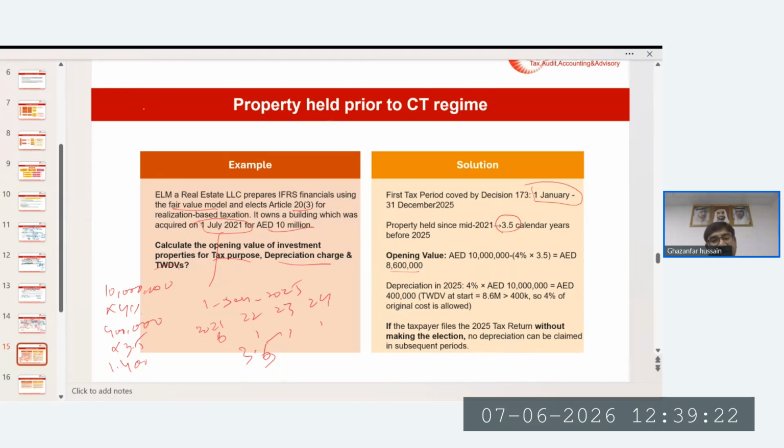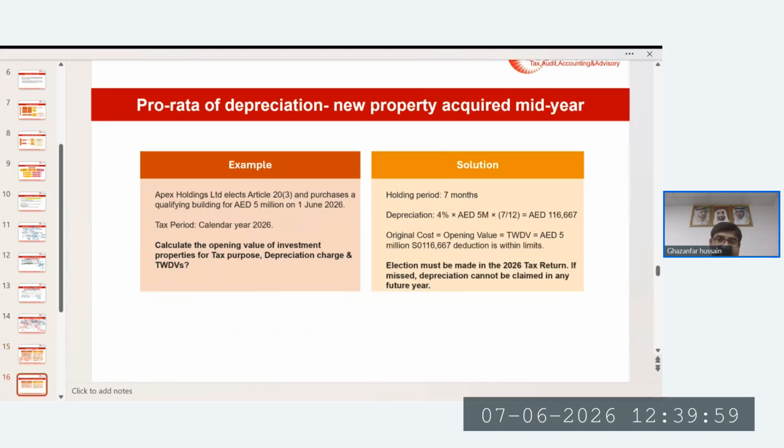We calculated the opening value. Now the depreciation, 4%, is the 400,000. Okay. Tax written down value at the start of the period is this. Okay. This is greater than the 4%. So what is the Ministerial Decision saying? Lower of. So we'll take the 4%. If the tax return is filed without making the election, no depreciation can be claimed in the subsequent period. Now here, without election, if no election, then we cannot claim the depreciation in 2028. On the same parameter, this example continues.